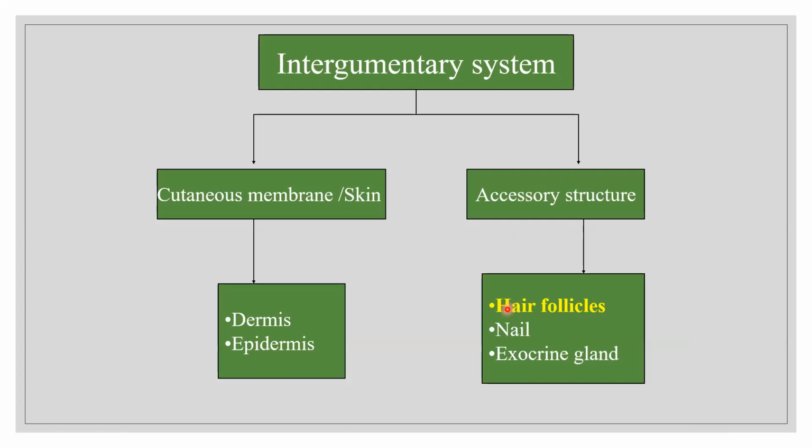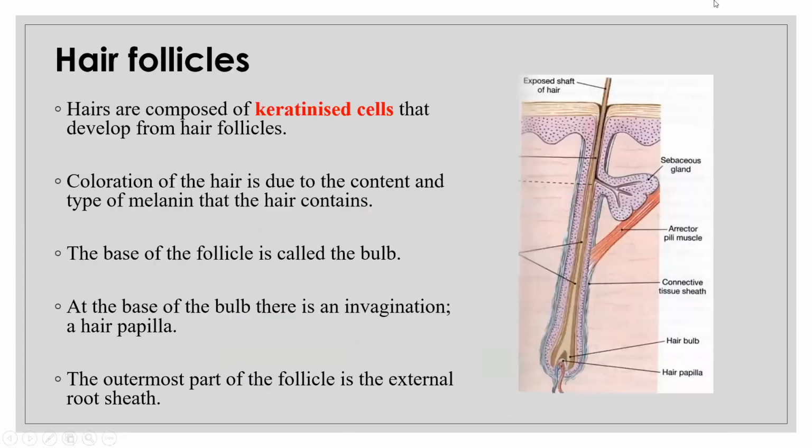Now we go to the accessory structures. First is the hair follicle. Hairs are composed of keratinized cells that develop from the hair follicle. This is hair, and these are all hair follicles. As I mentioned, the hair follicle is embedded in the reticular layer of the dermis. The coloration of the hair is due to the type of melanin that the hair contains.